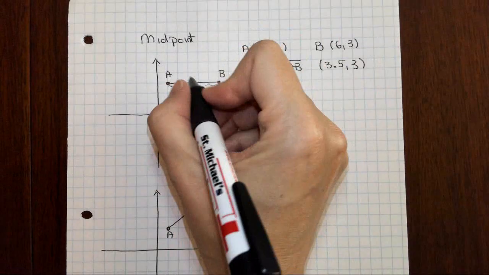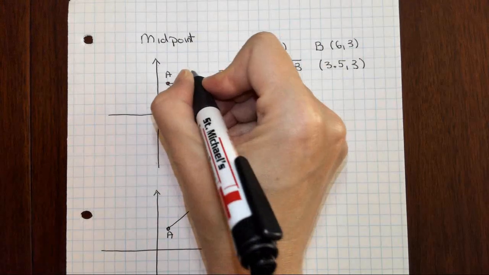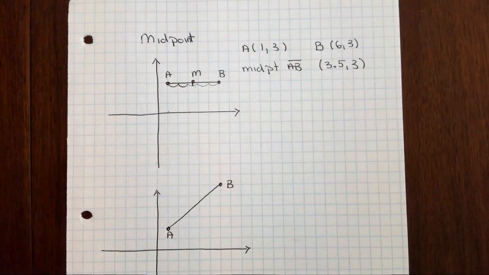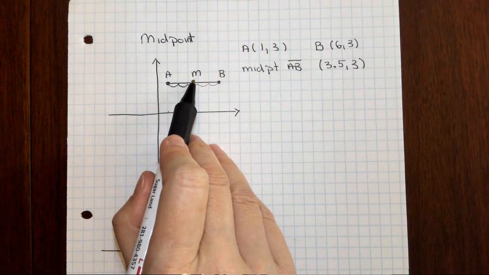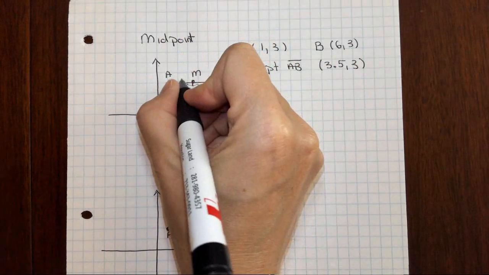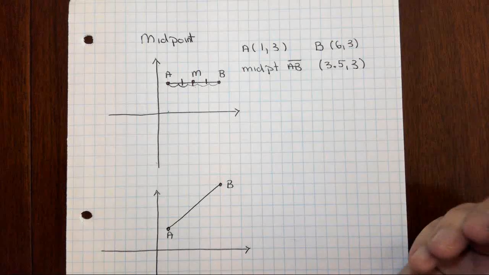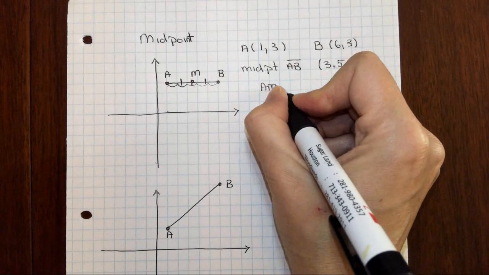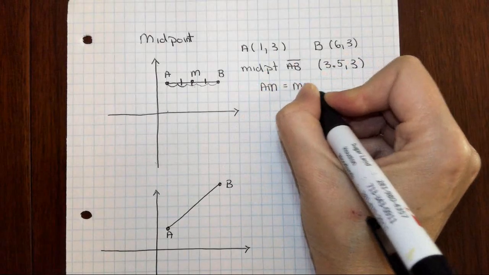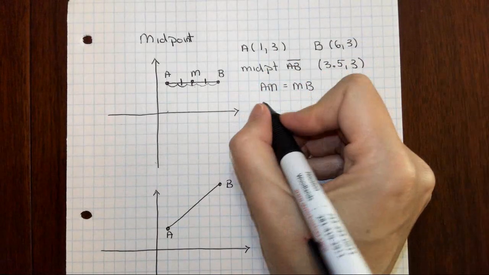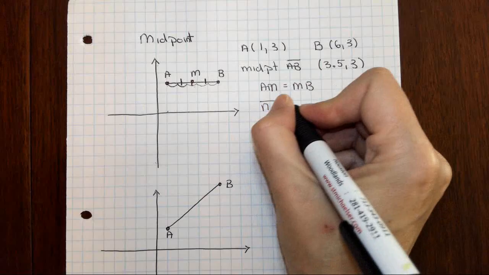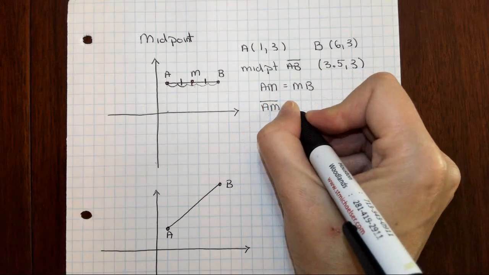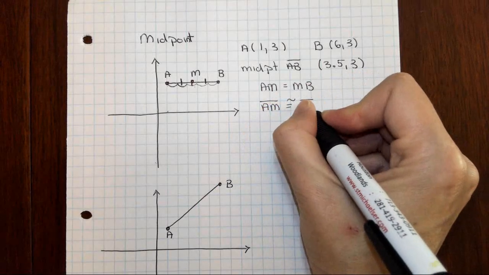Very straightforward, and maybe I'm going to label that midpoint just M. When I have a midpoint, that also means I've now created 2 congruent segments. So I know that the length of AM is equal to the length of MB, or I may state the segment AM is congruent to the segment MB.